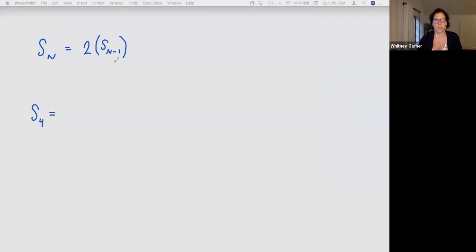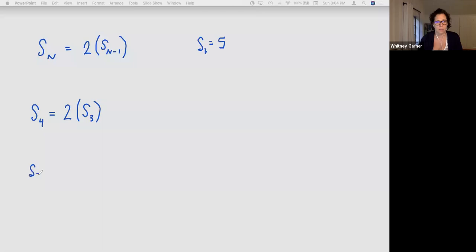Well, I would start with this expression. n has now been replaced by a 4, and so I'm going to replace it everywhere. So s sub 4 is equal to 2 times s sub 4 minus 1, which is 3. But if they didn't tell me what s sub 3 was, let's say they told me s sub 1 is 5. I have to keep backing up. So if s sub 4 is 2 times s sub 3, then I need to know what s sub 3 is so I can plug it in.